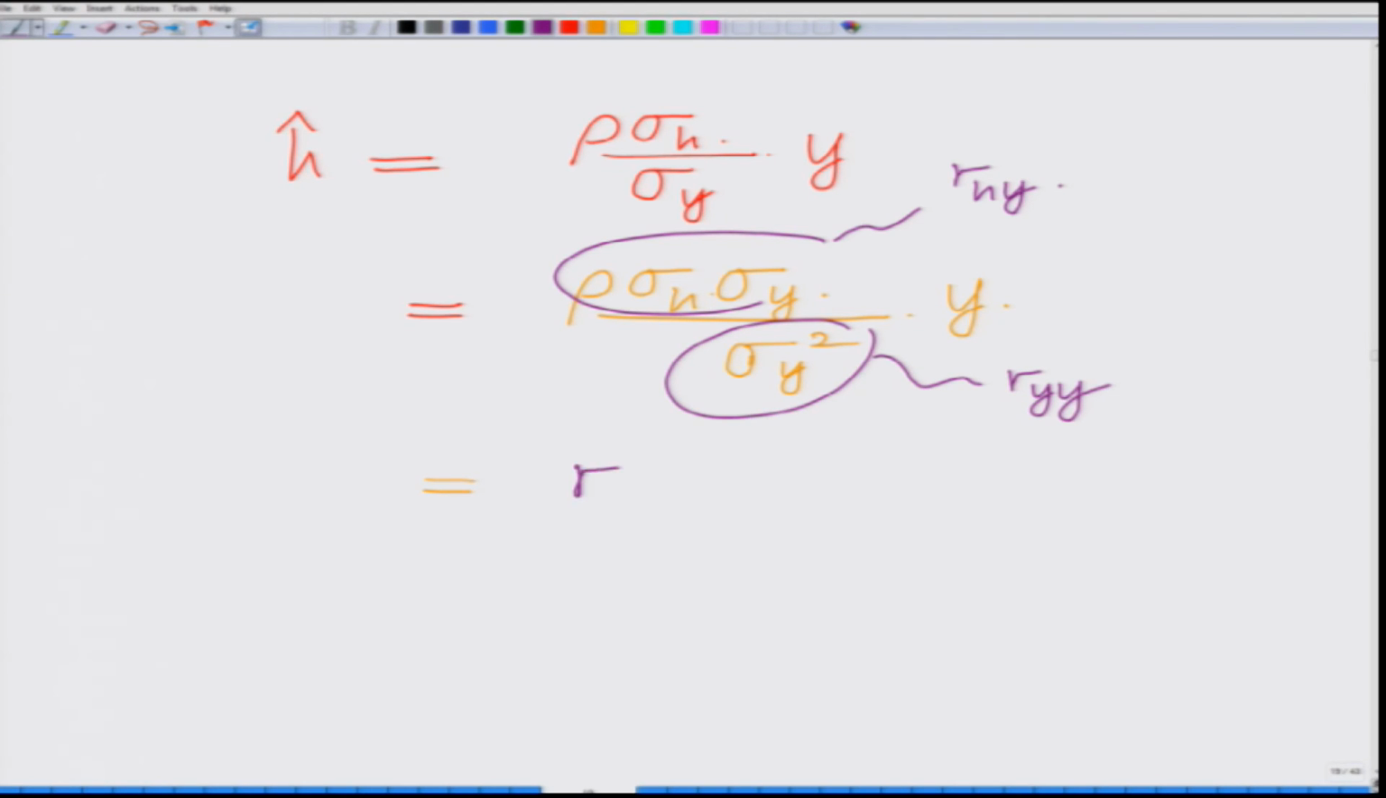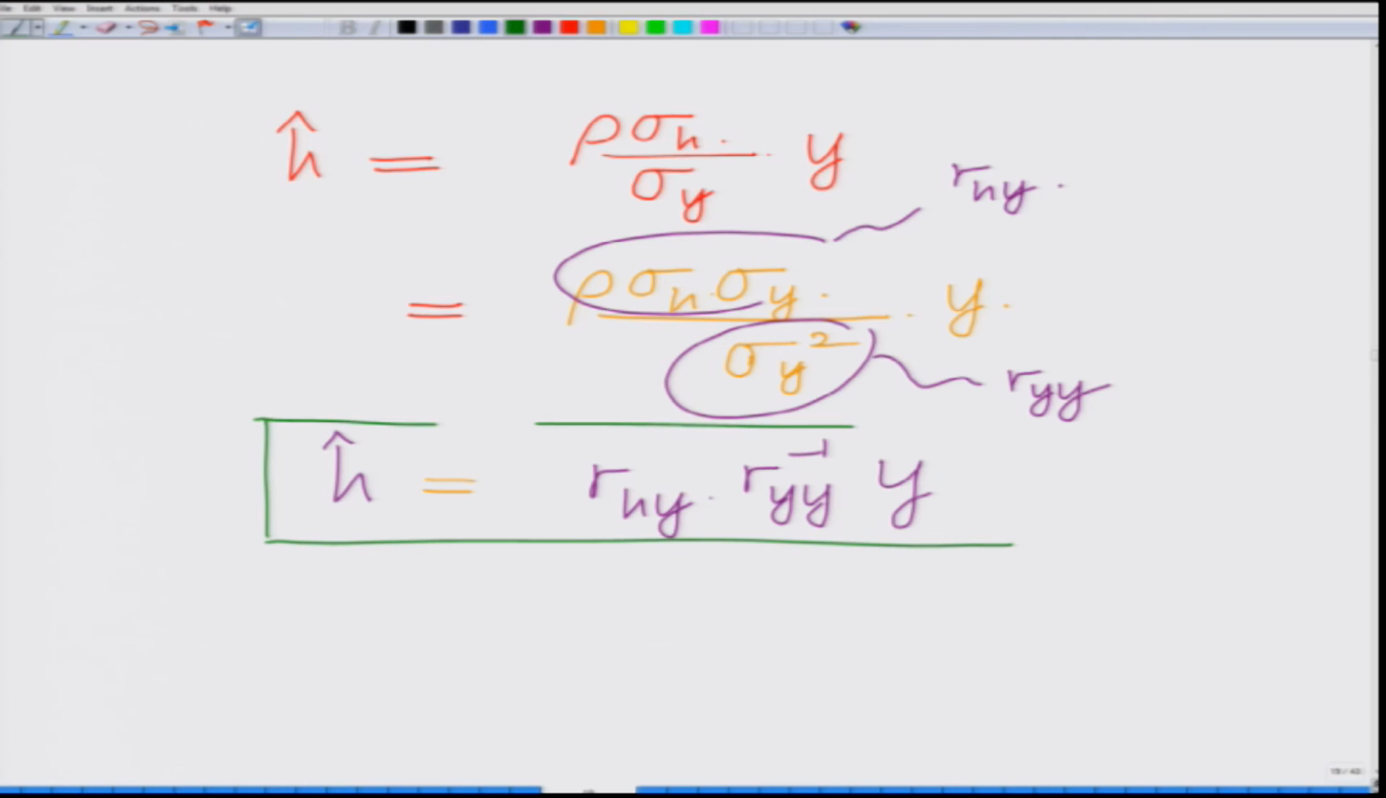So, I can write this as something that is going to be helpful in our later discussion, r h y times 1 over r y y, which is basically r y y inverse times y, and this is a very interesting expression because the same expression can be carried over also for the matrix scenario, that is when h and y are vectors. All right. So, I can write the estimate h hat as r h y times r y y inverse times y.